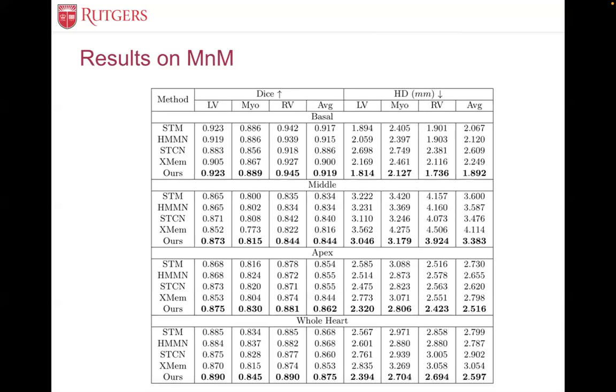Here are the results on the M&M dataset. Again, our method outperforms all the baseline methods. We note that in this dataset, some of the testing data is out-of-distribution data. Therefore, our method is more robust and can generalize better to out-of-distribution testing data than the baseline methods.